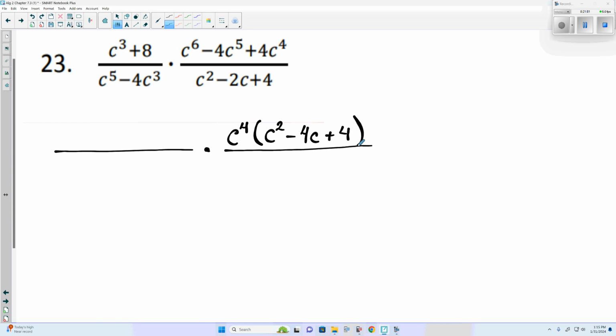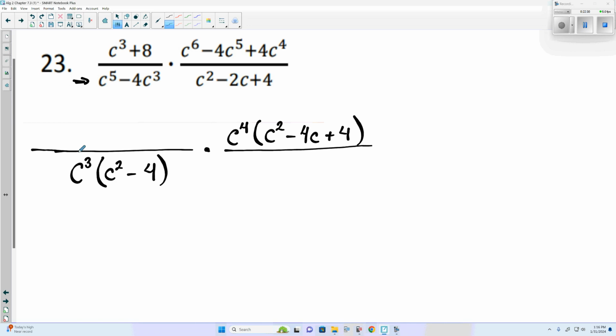Now there is another one that does have a greatest common factor, and that's our c to the 5th minus 4c to the 3rd. What would the greatest common factor be? C cubed, c to the 3rd. If we remove c to the 3rd from c to the 5th, we have c squared minus 4, because this other c cubed factors out completely. Questions on this so far?